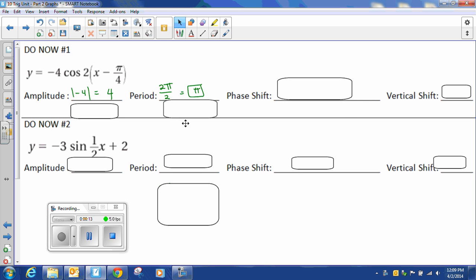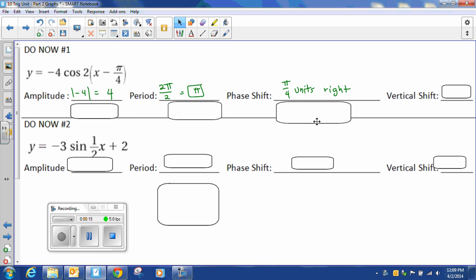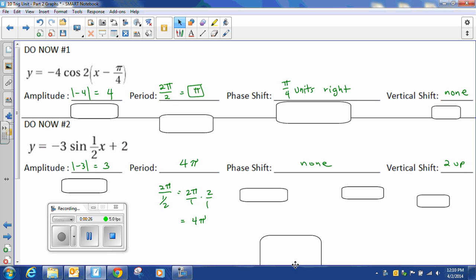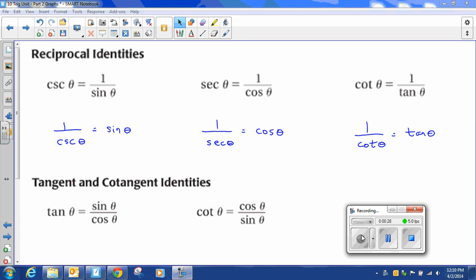As you can see, we are just identifying the amplitude, period, phase shift, and vertical shift of each of these trigonometric functions. And here are the answers to those. All right, here are notes to today's lesson.